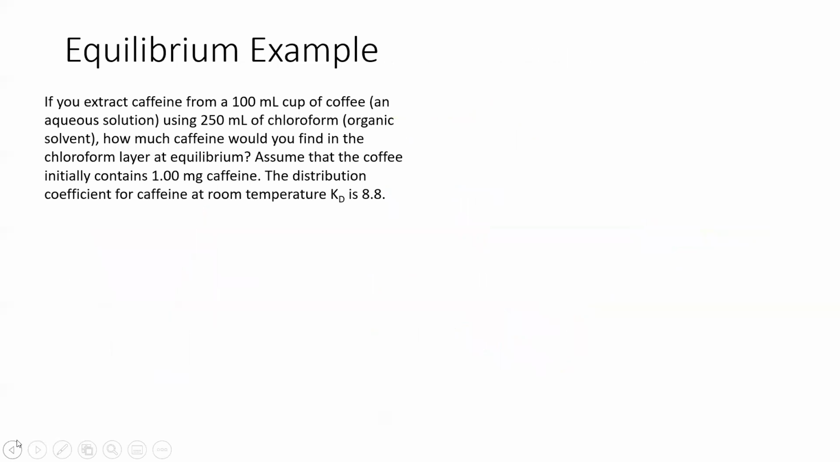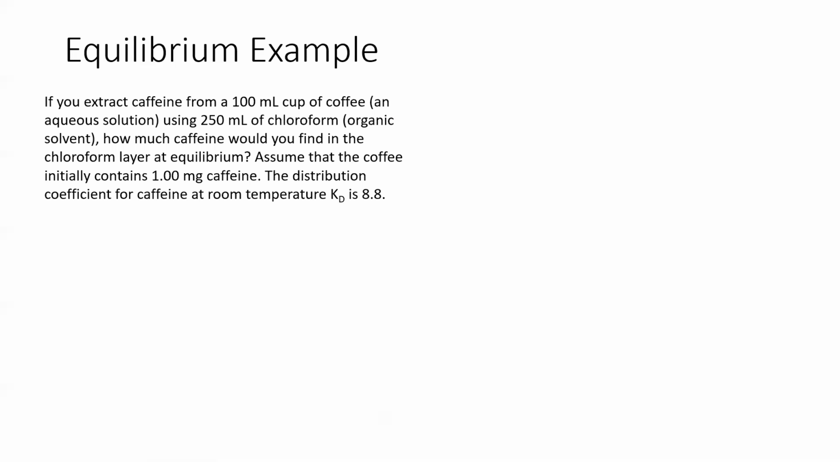And so let's do a little example, a liquid-liquid kind of example. We've got caffeine in a 100 milliliter cup of coffee, right? That's a pretty small cup of coffee. That's like an Italian espresso or something. And we're using 250 milliliters of chloroform to extract it. We want to know how much caffeine is going to be in our chloroform layer. And it gives us KD, that separation coefficient, that distribution coefficient.